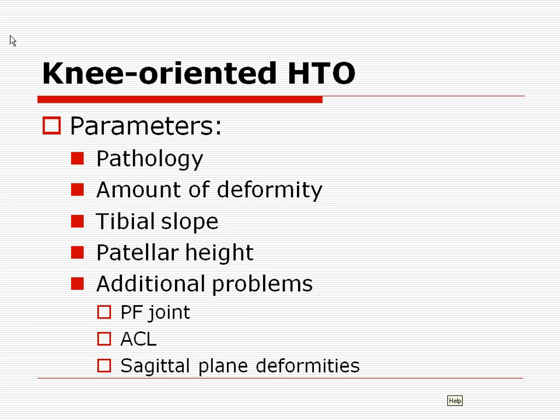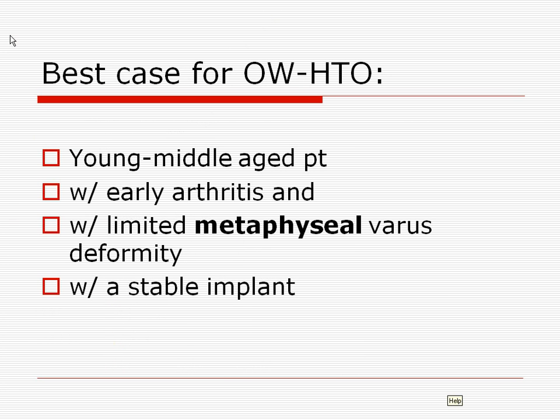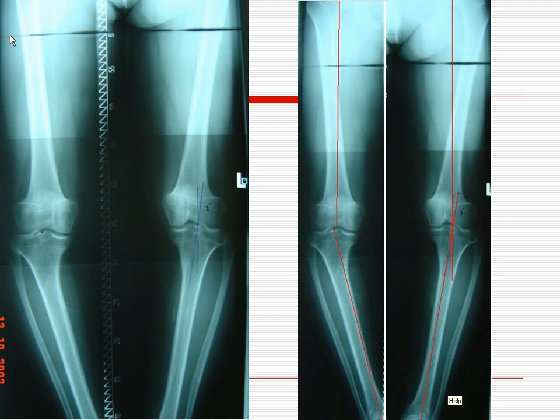We also have some important parameters about the knee joint. We should keep in mind all these parameters when choosing the right technique. You heard before, at the moment there's a tendency to choose the open wedge technique in all cases for HTO. But I'm not sure the open wedge technique is ideal for all HTO patients. The open wedge technique is ideal, the best candidate being a young or middle-aged patient with early arthritis, not advanced, with limited metaphyseal varus, and with a stable implant.